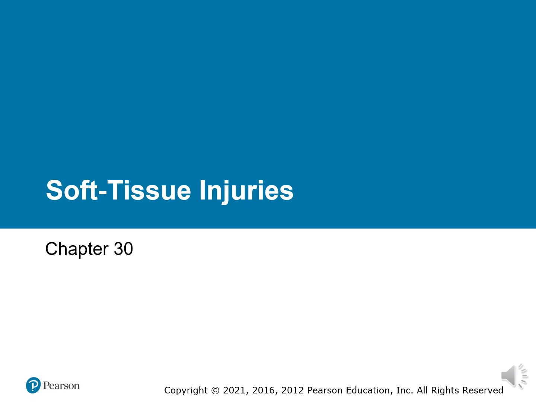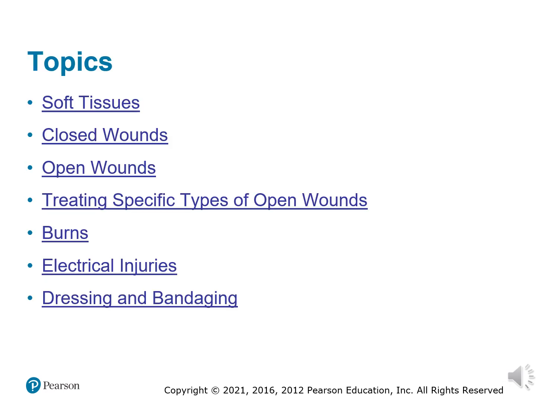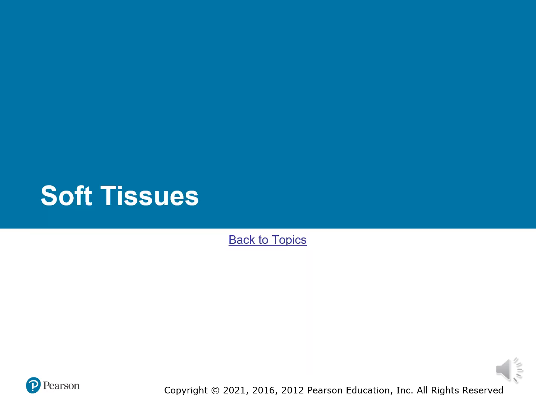Welcome back. In this section, we're going to be talking about soft tissue injuries. Topics we're going to be discussing are soft tissue, closed chest wounds, open chest wounds, treating specific types of open wounds, burns, electrical injuries, and dressing and bandaging. We will start out with soft tissue injuries.